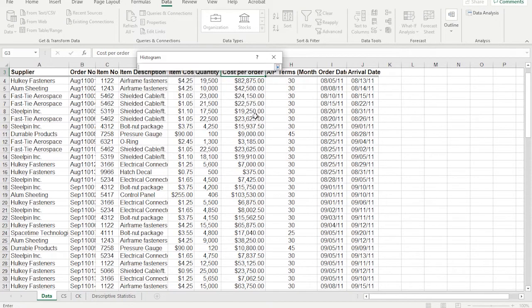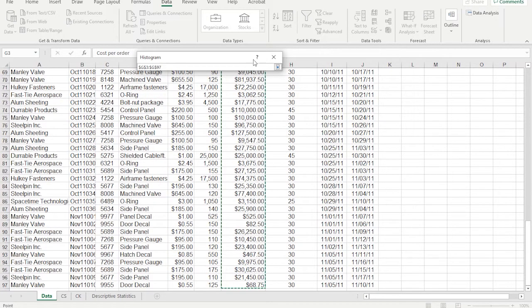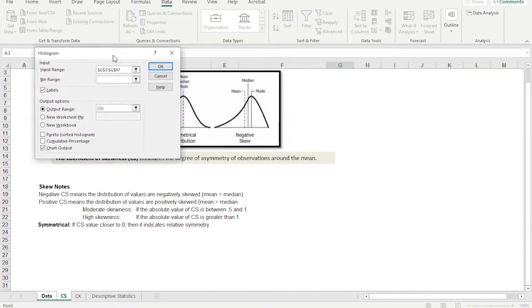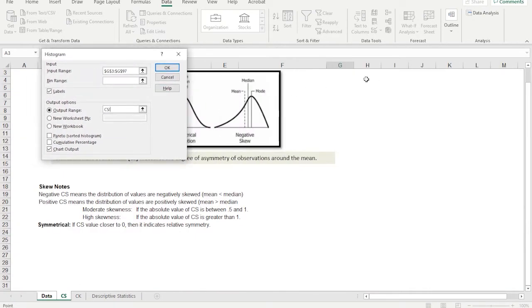So the input range is going to be the cost per order. And I did select the label, so I'm going to make sure that's checkmarked. And then as far as the output range goes, I'm going to output that information in the worksheet that I have here called CS. So I'll select that, move this over, and plot it somewhere right here. And make sure that chart output is checkmarked, so it can actually display the histogram. I'm not going to do the formal method and provide a bin range. I'm just going to let Excel determine that for me.